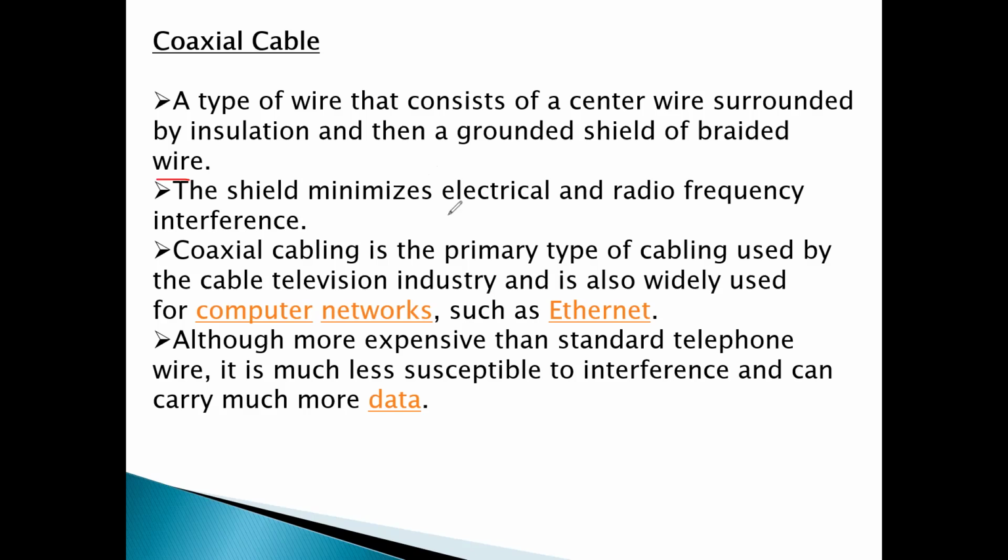The sheet minimizes electrical and radio frequency interference. Coaxial cabling is the primary type of cabling used by the cable television industry and is also widely used for computer networks such as Ethernet. Although more expensive than standard telephone wire, it is much less susceptible to interference. Interference means outside interference that disturbs the signal, and it can carry much more data.